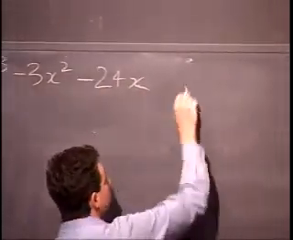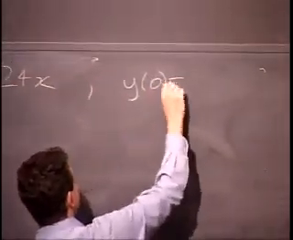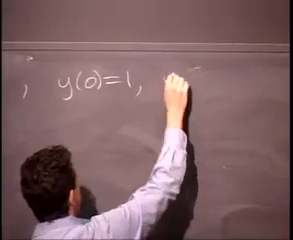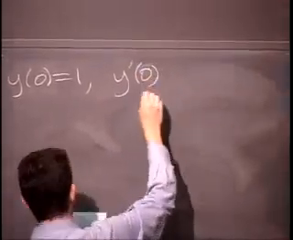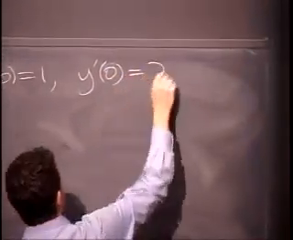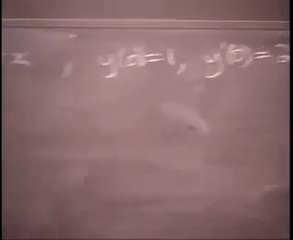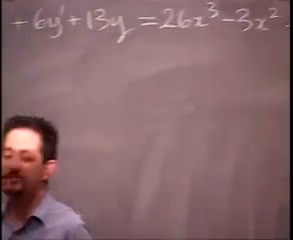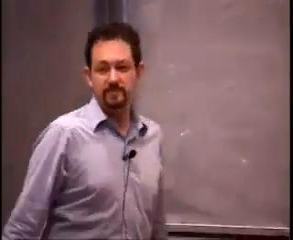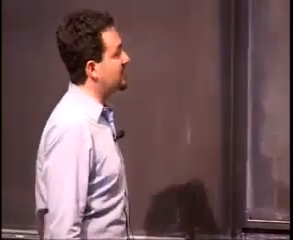But I'm going to give you that y(0) is 1. And because it's a second order equation, I need another condition to tie it down. Two constants, so I need two equations. The derivative of y at 0, I'm going to say, is 2. So those are the initial conditions. So that's an initial value problem.